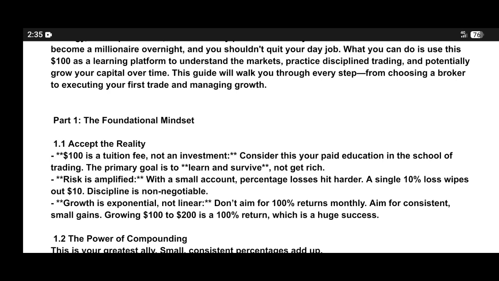The next one is that growth is exponential, not linear. Don't aim for 100% return monthly. Aim for consistent small gains. Growing $100 to $200 is a 100% return, which is a huge success.